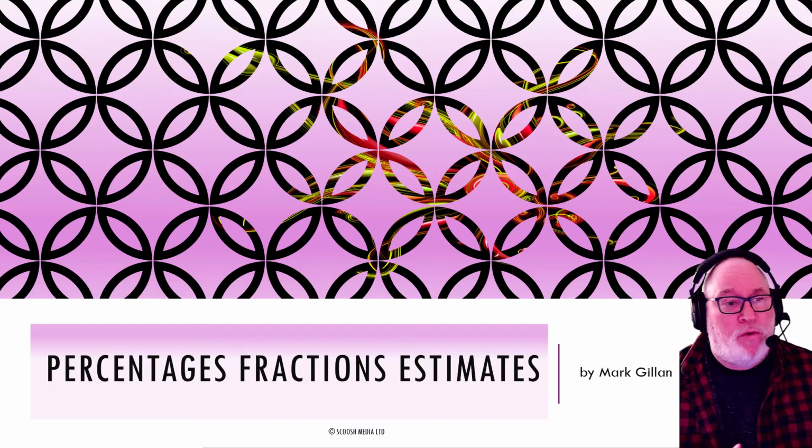percentages are an amount out of 100. So if you've got 70%, that's 70 over 100. If you were to write that as a fraction, it would be 70 with a line over 100. If you were then converting that into a decimal, then it's 70 divided by 100. So it would be 0.7.